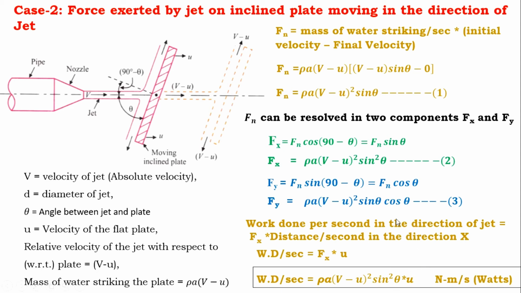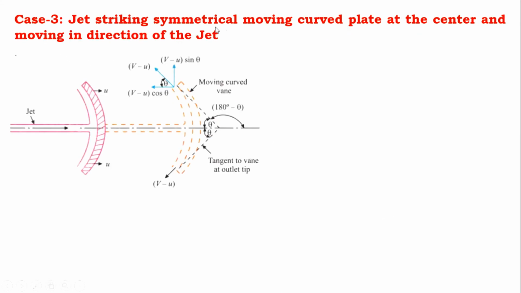Now consider the third case. Jet striking a symmetrical moving curved plate at the center and moving in the direction of a jet. Let a jet of water strike a curved plate at the center of the plate, which is moving with a uniform velocity in the direction of jet. V is the absolute velocity of jet, A is the area of jet, U is the velocity of plate in the direction of a jet.